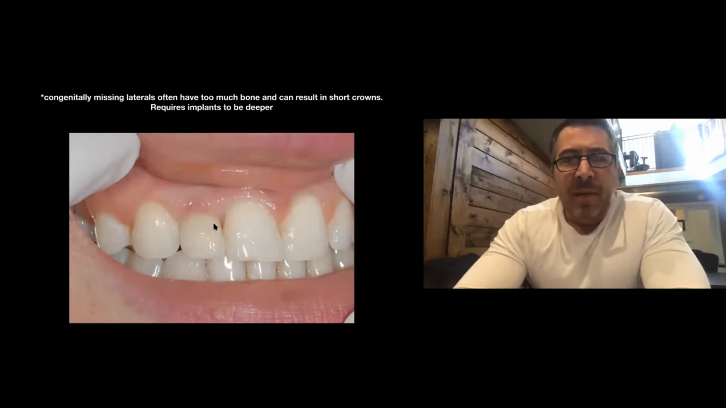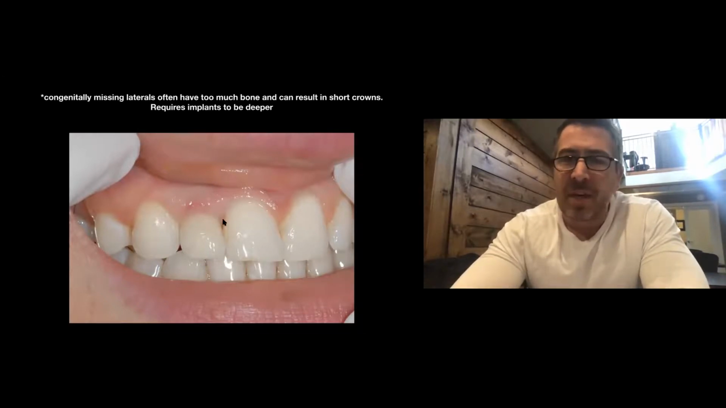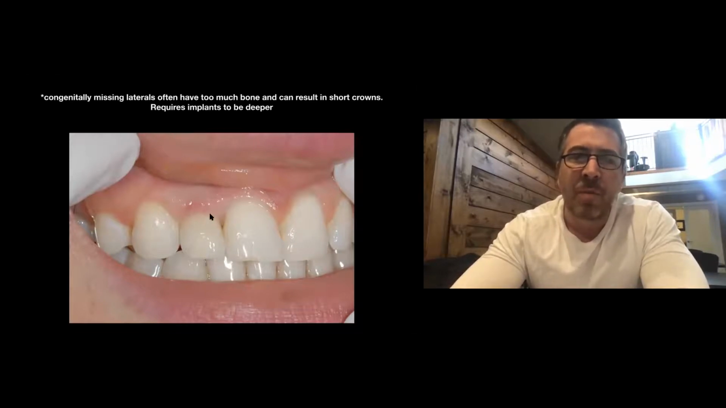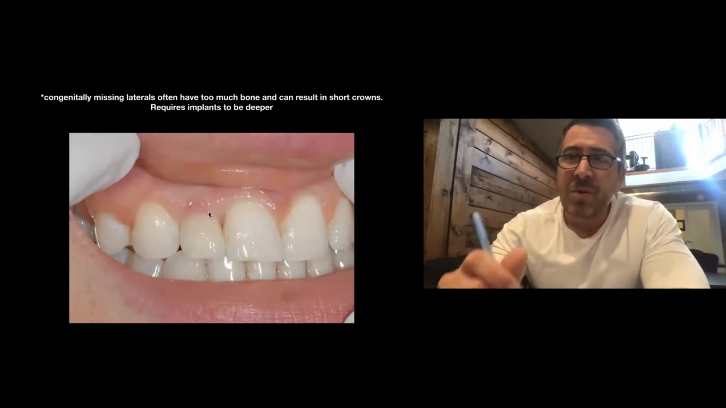Diagnosis-wise, predictability for the zenith. I showed you this case already. This is a unique situation. Bank this for people that do younger kids that have congenitally missing laterals. These are one of the few cases that will usually have too much bone, and the crest of bone may be too coronal. So these are cases where you may have to actually do some reduction of bone prior to placing the implants. How do you diagnose it? Photos, study models, have the lab wax up the tooth and make an Essex.